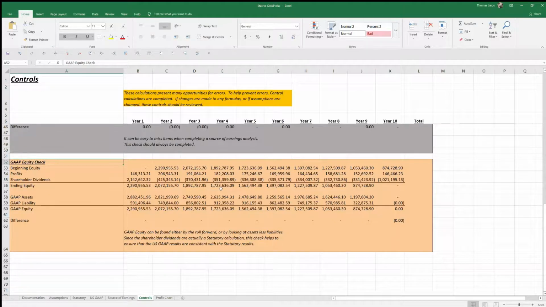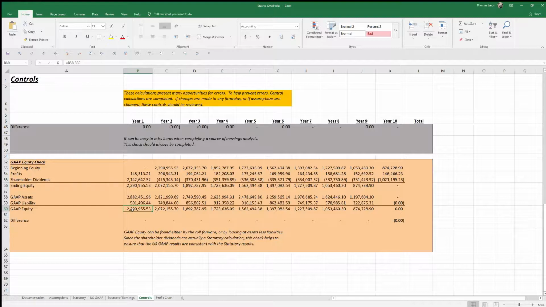There's two ways to come up with GAAP equity. One way is to look at the starting equity. You'll add in any profits that you're making, and then you add in the shareholder dividends, and you'll come up with the ending equity. Not too hard, just a roll forward. There's another way of determining GAAP equity, and that's to take GAAP assets minus GAAP liabilities. You'll get GAAP equity. You notice that these two numbers are exactly equal like we would like them to be. It's a good sign that the calculations are working as anticipated.